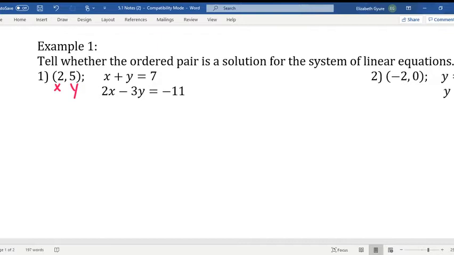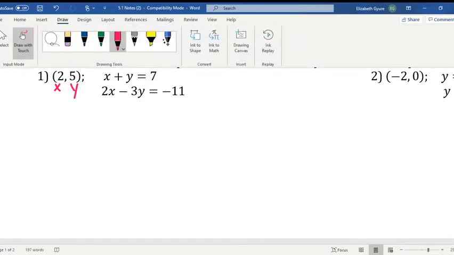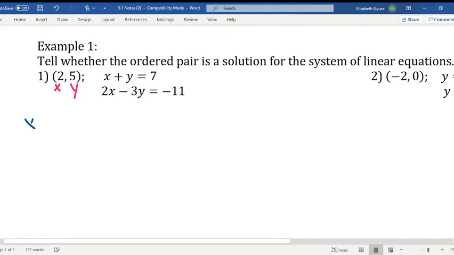What I'm going to do is put 2 in wherever I see an x, and I'm going to put 5 in wherever I see a y. Okay, and we can still use our parentheses. Now, if it works, that's great, but then you have to keep going and check the second equation. If the first one you check doesn't work, then does it really matter if it works for the other one? No, if it doesn't work in one, it has to work for both, okay? So let's try this out. I'm going to try to color code this. We're first going to try out x plus y equals 7. So that's this top one here.